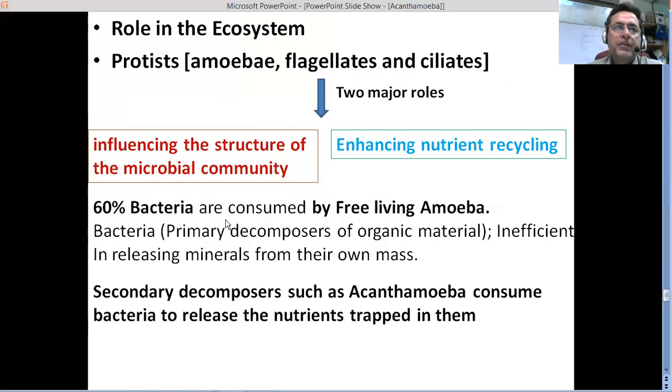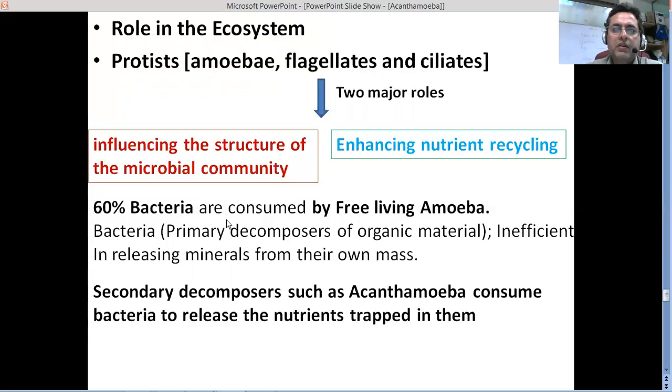Okay, so what is its role in the ecosystem? It's very important to understand this, that the protists, like amoeba, flagellates, and ciliates, have two major roles in the ecosystem, and that is influencing the structure of the microbial communities which are present there in the ecosystem and enhancing nutrient recycling. Okay, so how are these protists, amoebas, flagellates, and ciliates, doing this particular job?